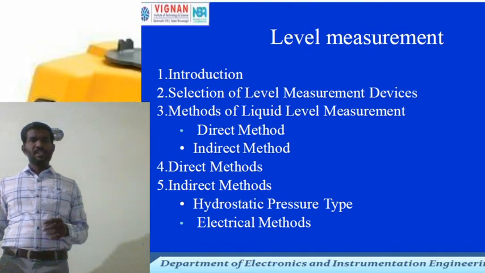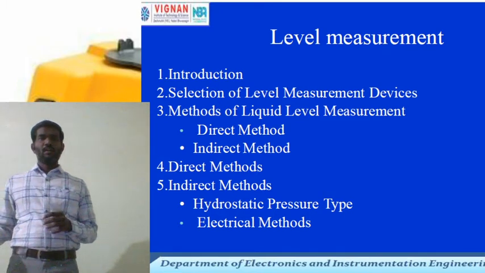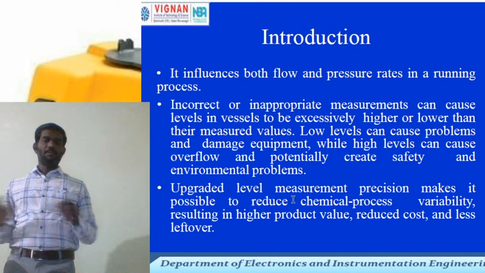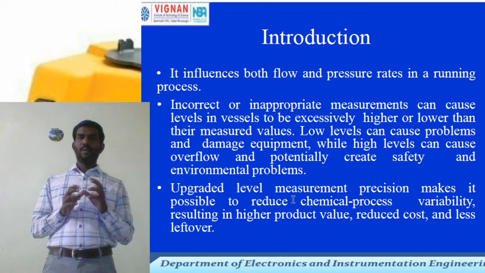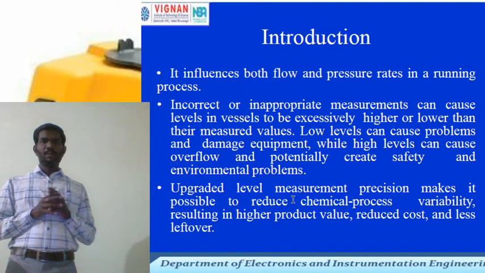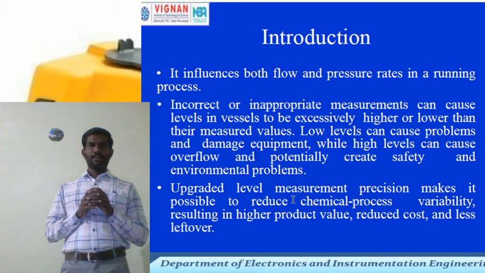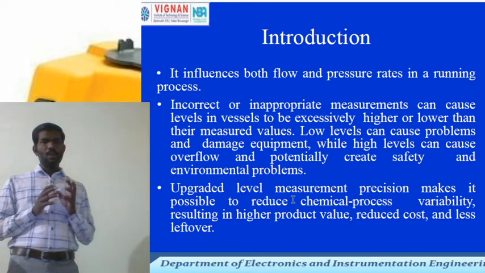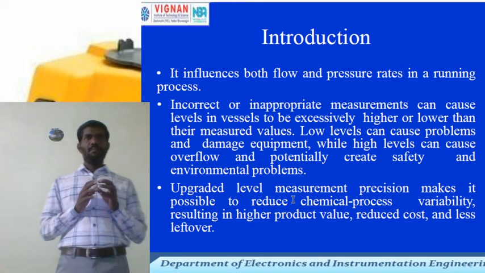Okay, so basically the selection of level measurement is very important. It influences both flow and pressure rates in a running process. Also, upgraded level measurement gives precise values, and it is possible to reduce chemical process variability. So finally, the value of the high product is considered, the cost is reduced, and less manpower will be required.